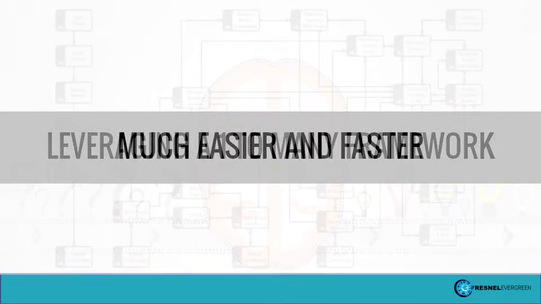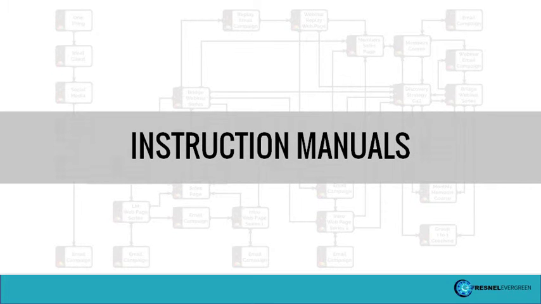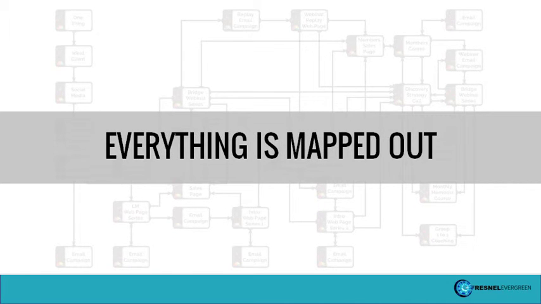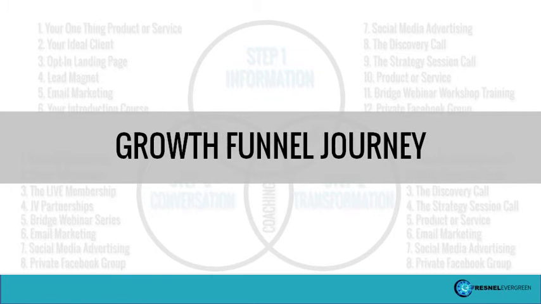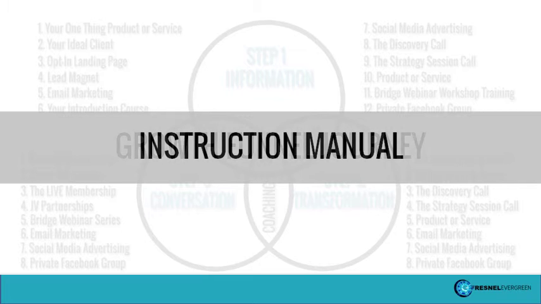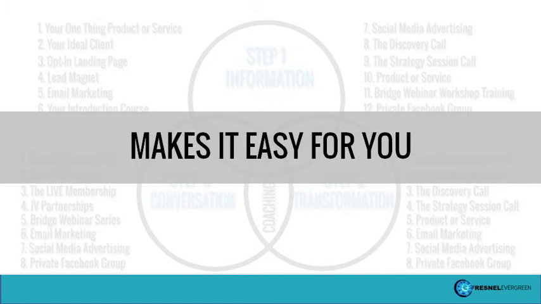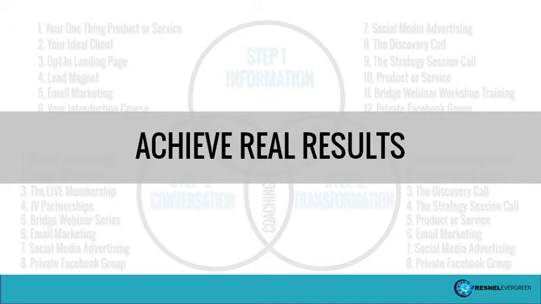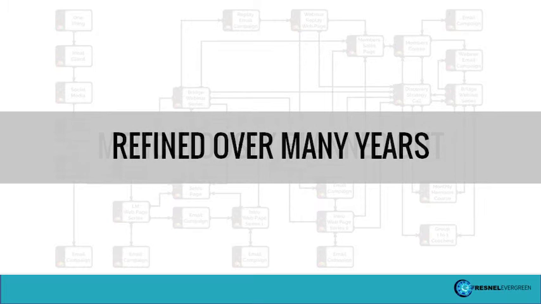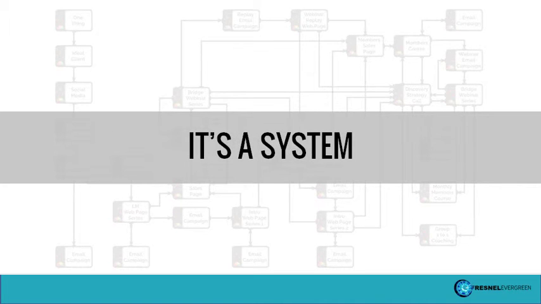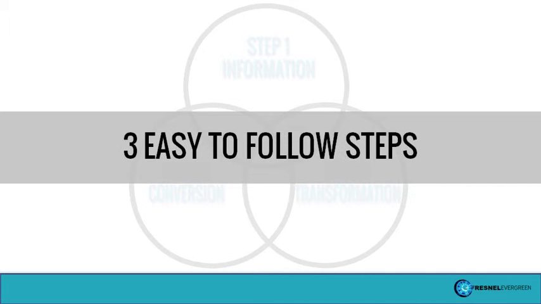We all know that it's much easier and faster to build something with instruction manuals. And that's because everything is mapped out in an easy to understand process. And that's similar to the theory I've applied to the growth funnel journey. I want to give you the instruction manual that lists all of the processes in order so that it makes it easy for you to achieve real results. And what you're about to learn has been meticulously planned out and refined over many years. It's a system. It's like an instruction manual that outlines the whole process in 3 easy to follow steps.